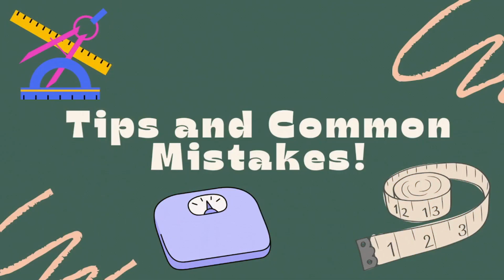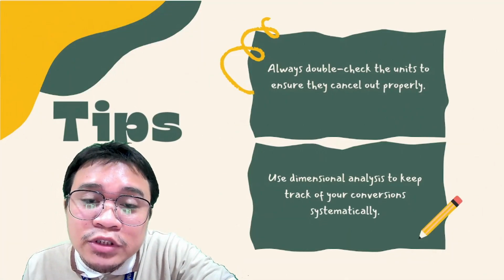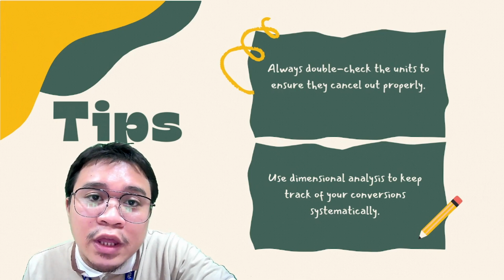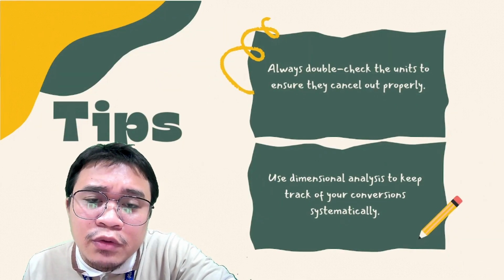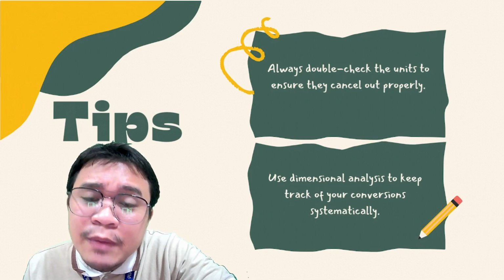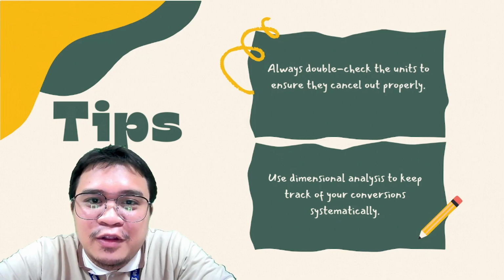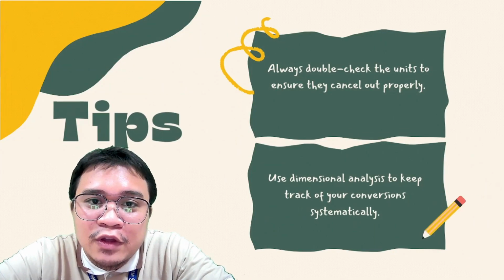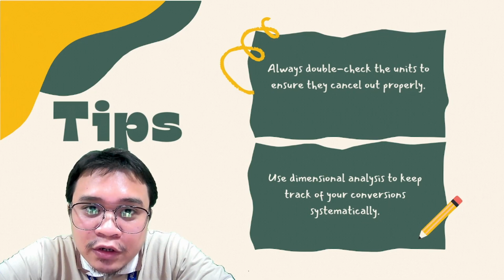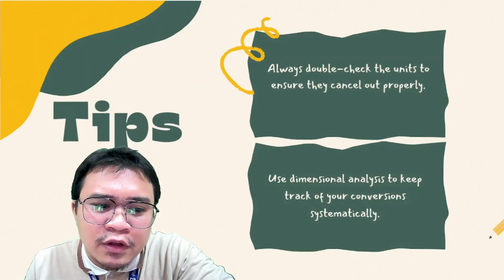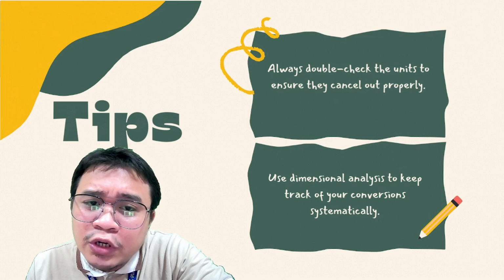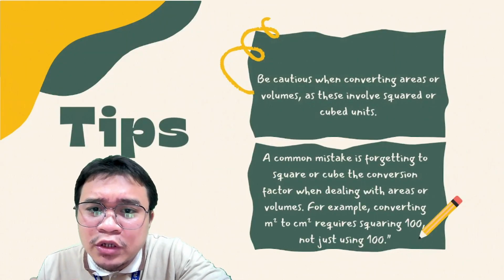To wrap things up, these are some of the tips and common mistakes that you must remember when converting one unit to another unit. First, always double check the units to ensure that they cancel out properly. To do this, you have to use dimensional analysis to keep track of your conversions systematically. Always remember the rule that in order to cancel out the units, you must place them opposite each other in the fraction.